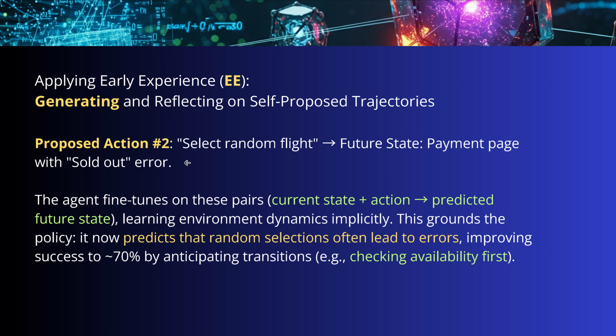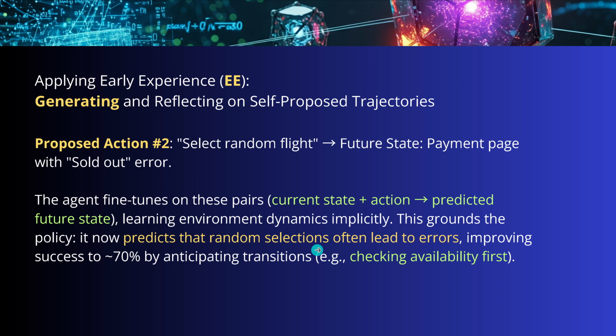We receive an error. Now, on all those actions, 20, 50, 100 actions, the AI just is in contact with the environment and tries it out and gets feedback from the environment. The agent fine-tunes now on those pairs that it experiences. So what we have is a triplet. We have a current state, then the AI takes an action and tries to predict the future state. Then we get an error, yes or no. So the AI is learning the environmental dynamics implicitly, and this grounds its policy.